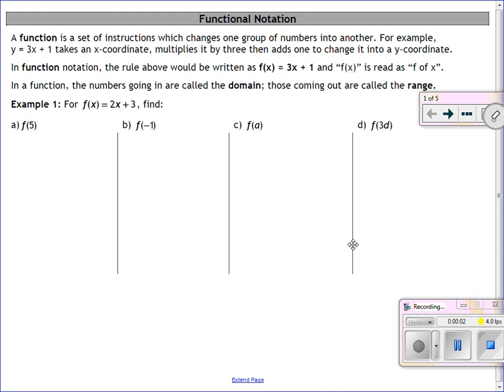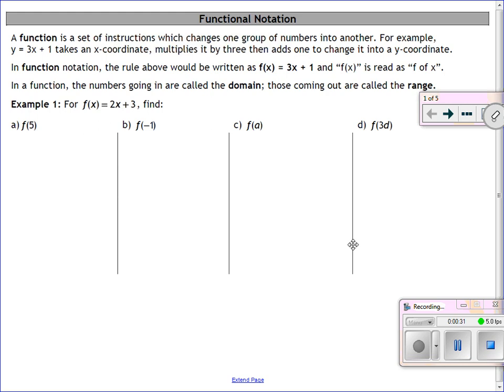Hi there. Today we're going to move on to a new topic. We're going to speak about functional notation. Now, really, when it comes to thinking about a function, there's nothing really big to consider. A function is a set of instructions which changes one group of numbers into another group, and you have dealt with this, especially over second year and third year so far.